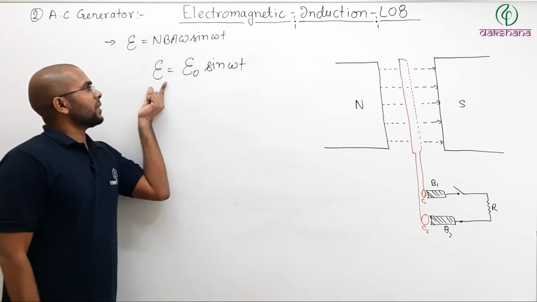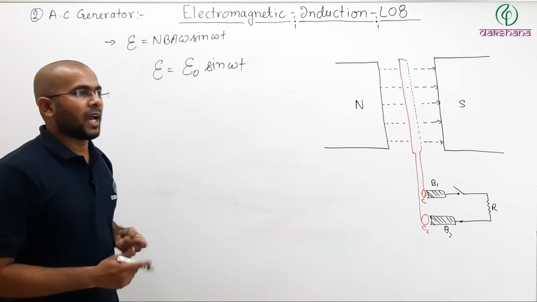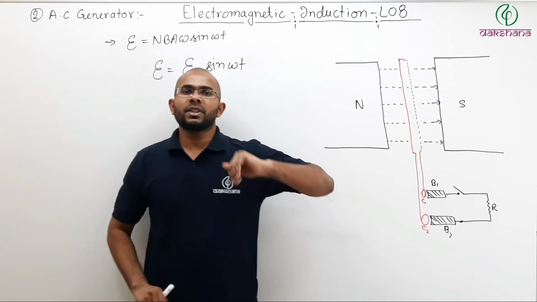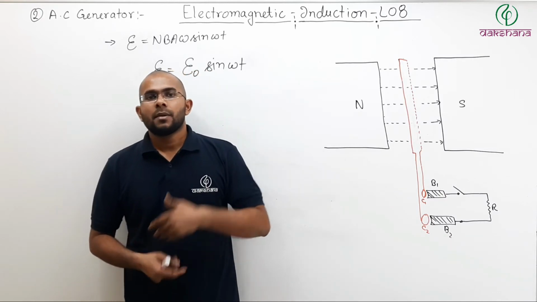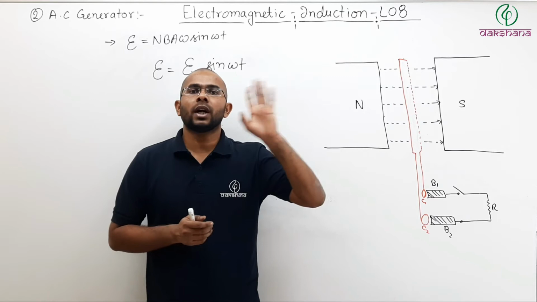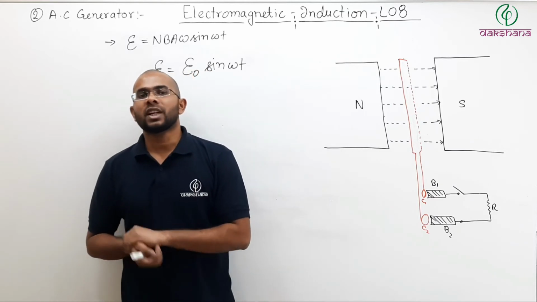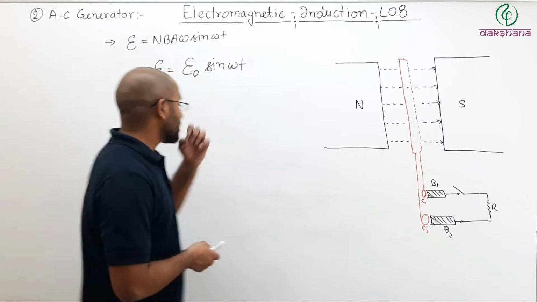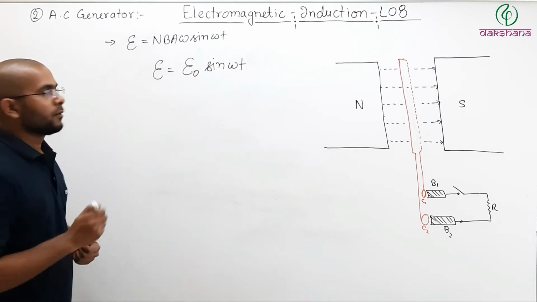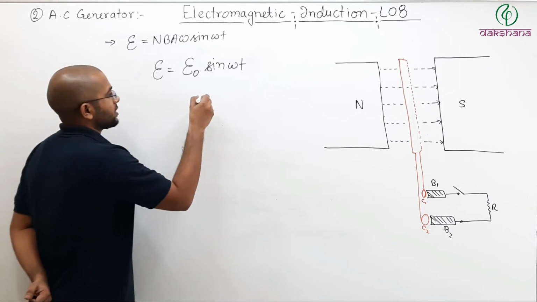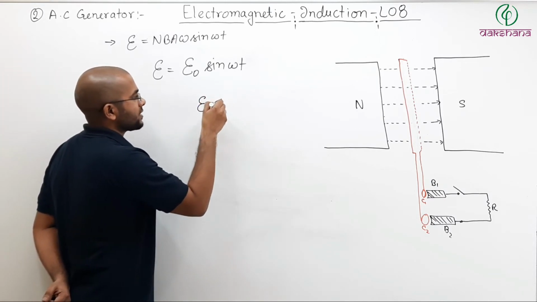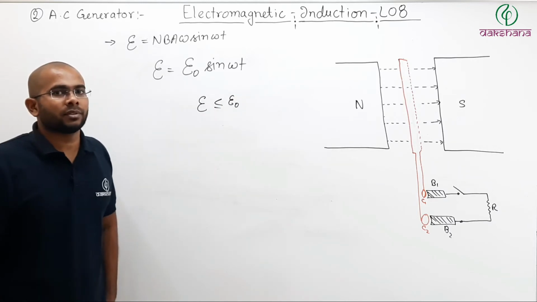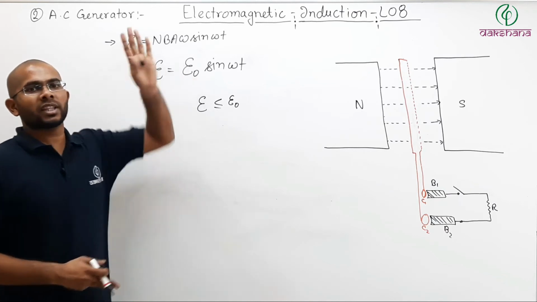So this EMF is E naught sine omega t. Now the sine function is variable. What can be the maximum value of a sine function? The maximum value of a sine function is 1. And what can be the minimum value of a sine function? The minimum value is -1. So can I say how this EMF will vary? This EMF must be less than or equal to E naught. The maximum value of this EMF can be E naught; more than that it cannot be.